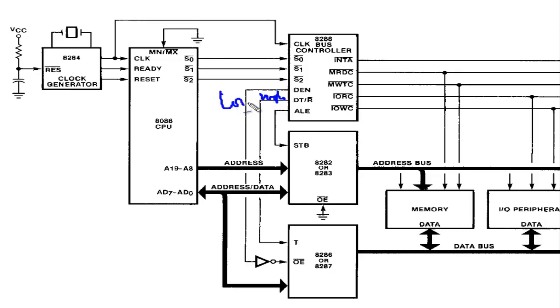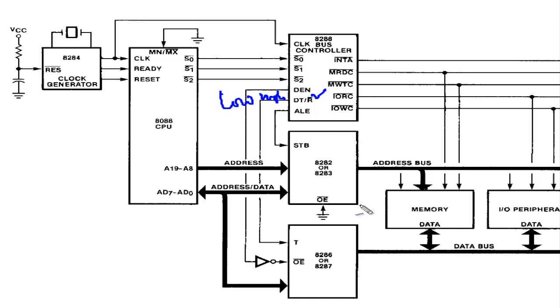But when it is low, DT becomes low, but R is the complement of low, that is high, so this time R will work, it will receive. So the transceiver will receive data from memory or a peripheral device and pass it to the microprocessor. That's why it's bidirectional.